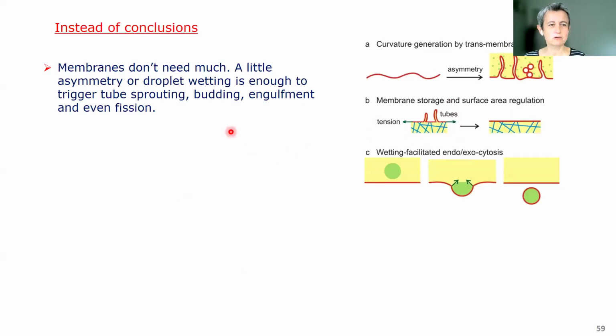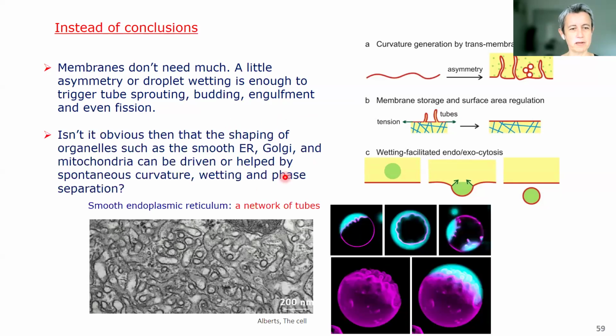So I come to my conclusions. Membranes don't need much. A little asymmetry or droplet wetting is enough to trigger tube sprouting, budding, engulfment, and even repair and fission. I did not talk about fission, but isn't it obvious that the shaping of organelles such as the endoplasmic reticulum or Golgi or the mitochondria can be driven not only by protein functionality, but also helped by physicochemical factors such as spontaneous curvature generation, wetting, and phase separation.